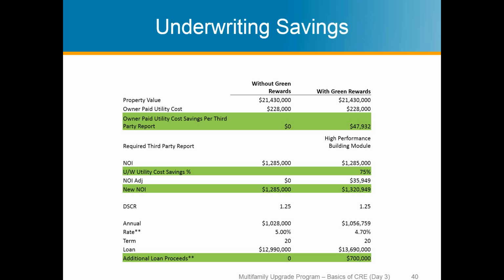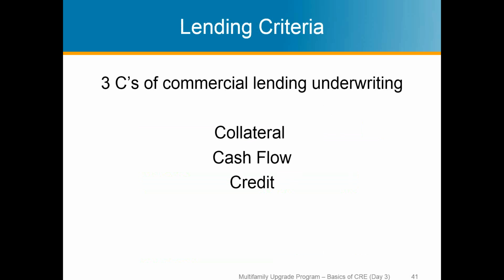So the two primary benefits here are, A, you get to reduce your borrowing costs, and B, you get to borrow more money. And that's the big significant part about agency lending and green products. I'm going to skip this last thing. This just talks about collateral, cash flow, and credit.